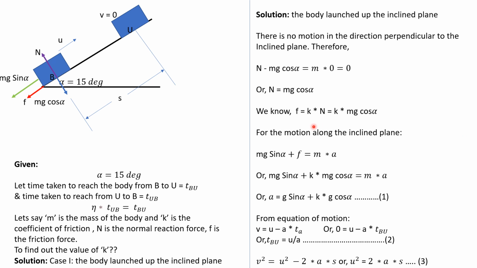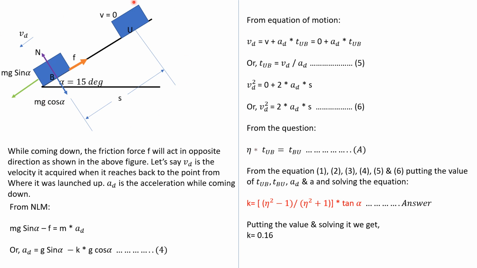Now we will consider the motion when the object starts sliding down, because it will not remain here. Why? Because the component of gravitational force will pull it down. So we make another diagram. The object is moving down, and the friction force F acts opposite to it. N and mg cos alpha remain the same, because there is no motion in this direction. Along the plane downward, mg sin alpha is the component of gravitational force.